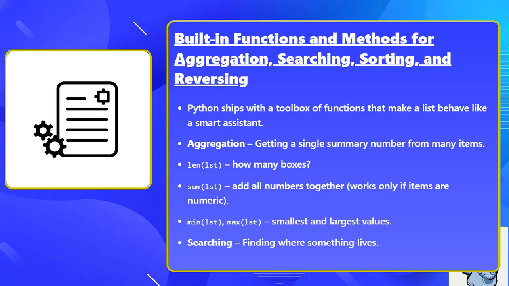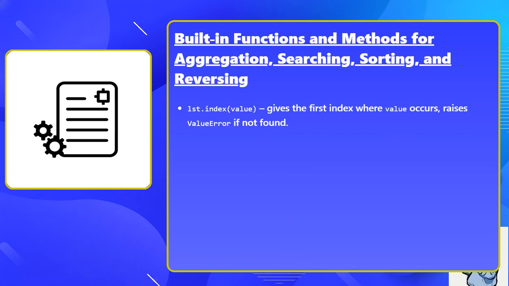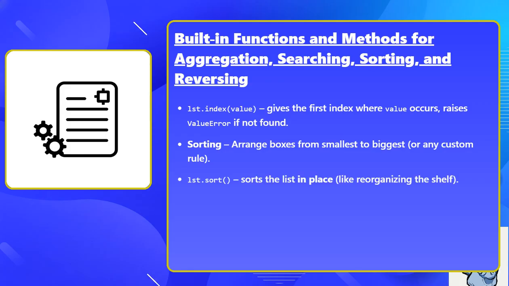Searching, finding where something lives. item in lst returns True if the item appears anywhere. lst.index(value) gives the first index where value occurs, raises ValueError if not found. Sorting, arrange boxes from smallest to biggest, or any custom rule.